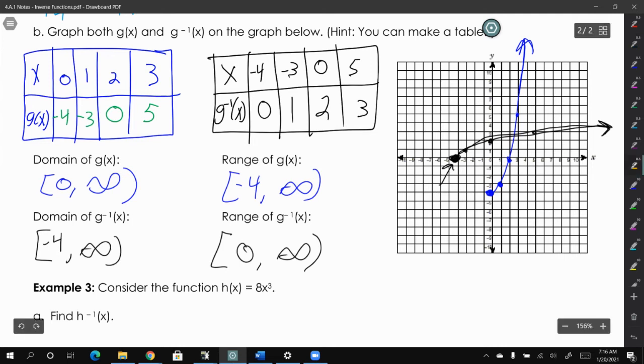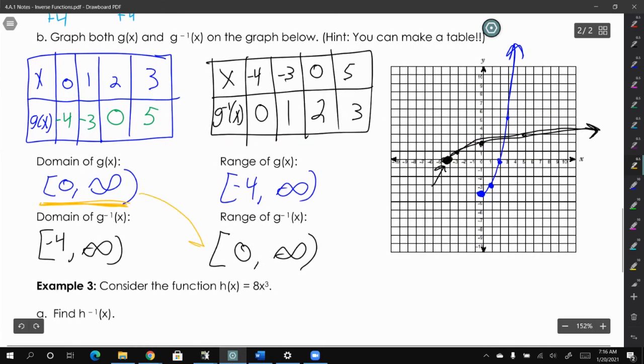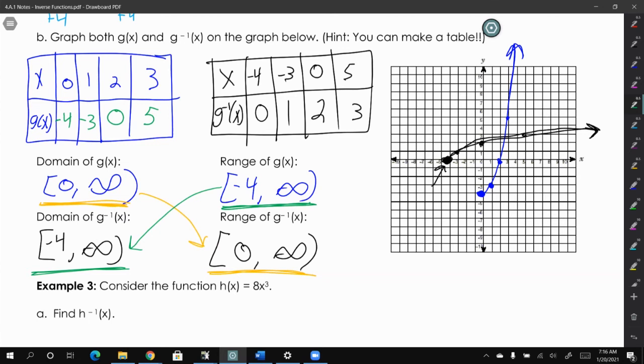So then you may notice, wait a minute, the domain of g of x, my original, is the same as the range of my inverse. And the range of my original is the same as the domain of my inverse. And if you really think about it, that should make sense. Domain is your x values and range is your y values. And if I just switch my x and y when calculating the inverse or even plotting the points for the inverse, then that should make sense that the domain and range should switch as well, because the x in my original function becomes the y in my inverse.